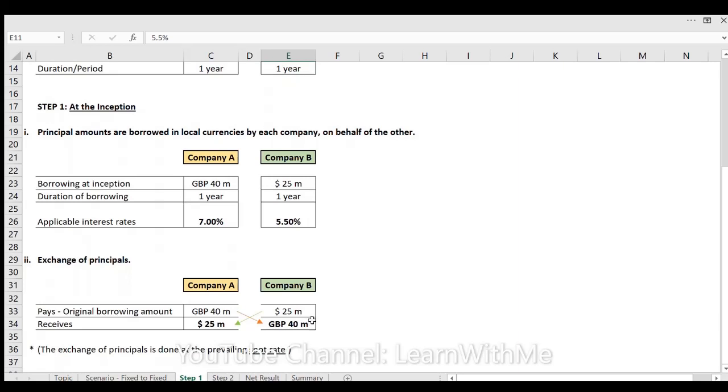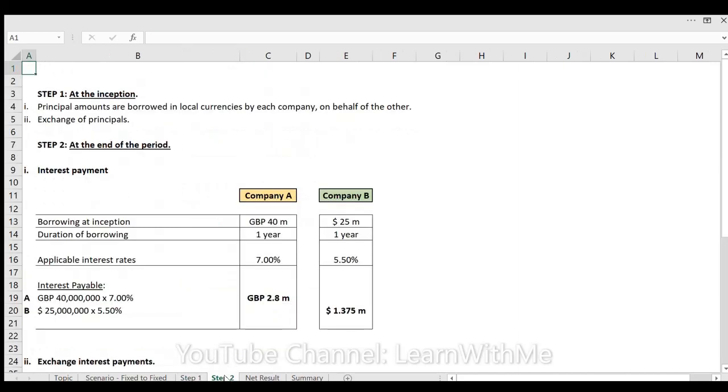So to put it simply, company A receives $25 million while company B receives 40 million pounds. Now this exchange of principals is done at the prevailing spot rate. Whatever is the prevailing exchange rate at the time of transfer is used. Step 2. So at inception the principal amount is borrowed, and then there is this exchange of principal that takes place at the spot rate.